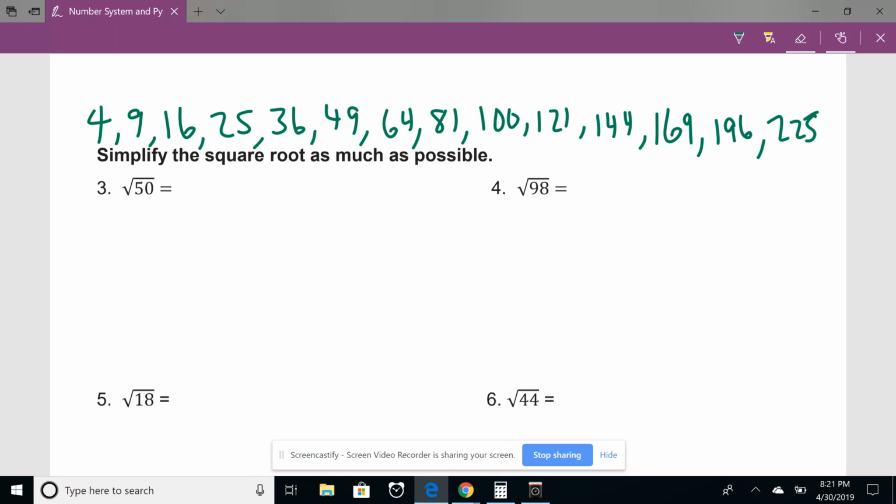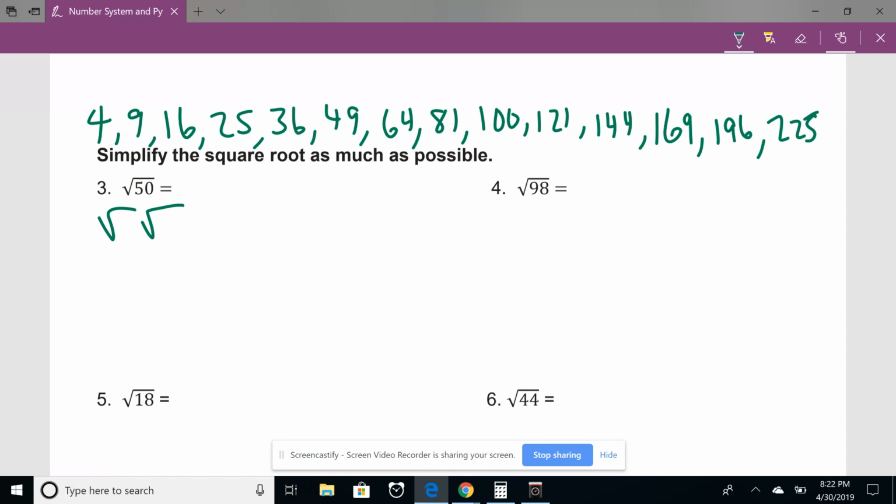So we know that when we have a square root, we can break it down into two factors. For example, 50. We're going to break that down into two numbers that multiply each other to get 50. Now, when we're doing this, we're also looking for numbers that are perfect squares, because that's how we simplify them. So square root of 50, we're looking for two numbers that, when you multiply them, you get 50.